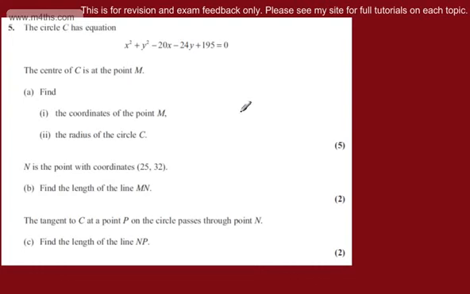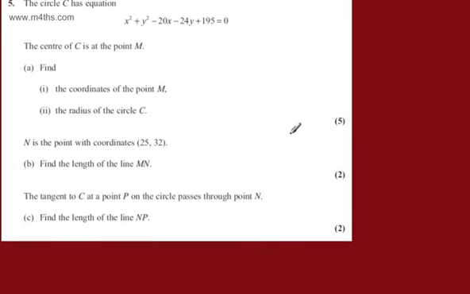In question 5, we're told a circle C has equation x squared plus y squared minus 20x minus 24y plus 195 is equal to 0. The centre of C is at the point M. In part A, we need to find 1, the coordinates of the point M, and 2, the radius of the circle C. The question carries 5 marks.